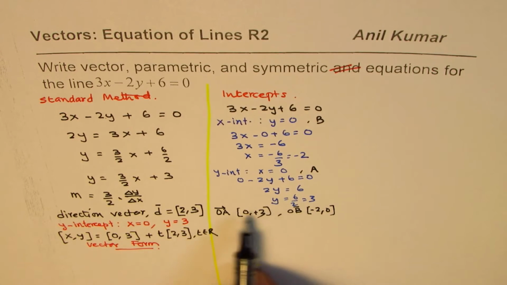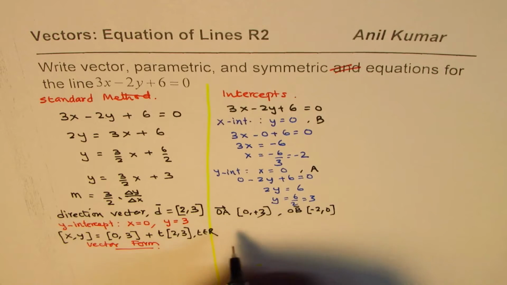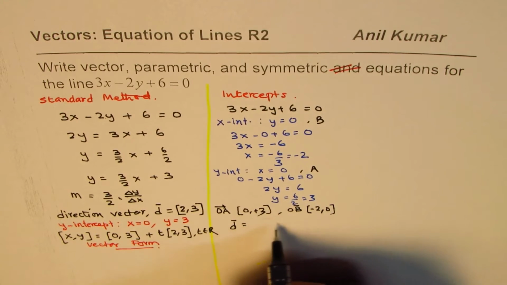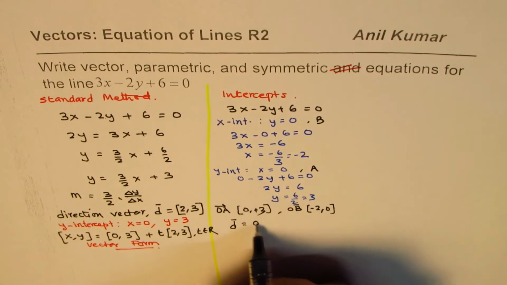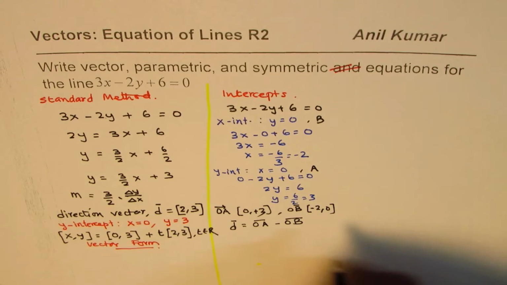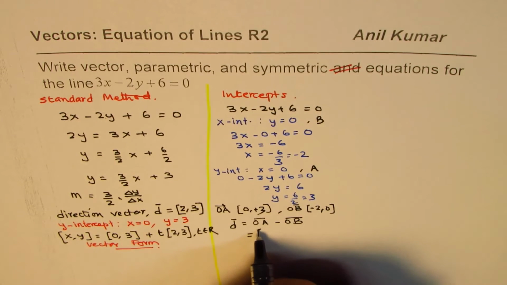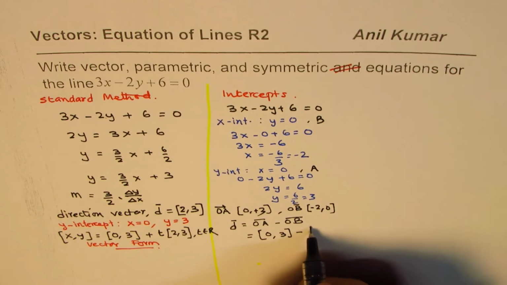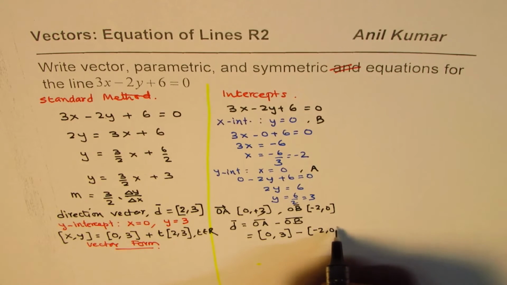Now once you have these two points, you can find the direction vector d. So d is the difference of these two, which you can say as OB minus OA, which is (0, 3) minus (-2, 0).